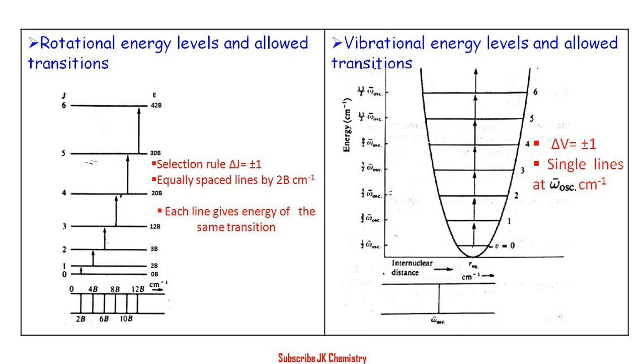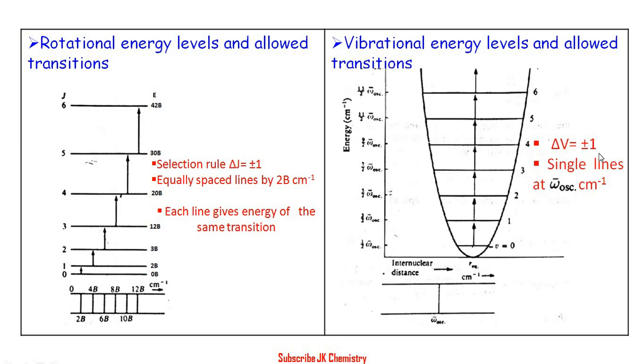It is the ground state, V is equal to 0. That is the ground state vibrational energy. V is equal to 1, 2, 3. The corresponding energy you can calculate by using our equation, that is (V plus half) omega oscillation bar. When V is equal to 0, you will get half omega oscillation. When V is equal to 1, you will get 3 by 2, then 2, 5 by 2, 3, 7 by 2, 4, 9 by 2, 5, 11 by 2, etc.